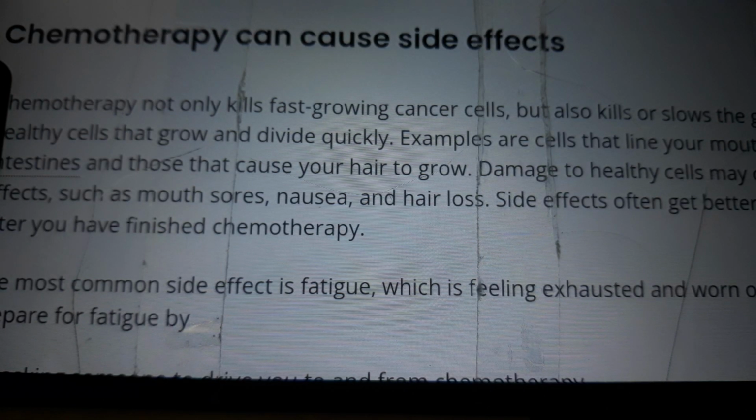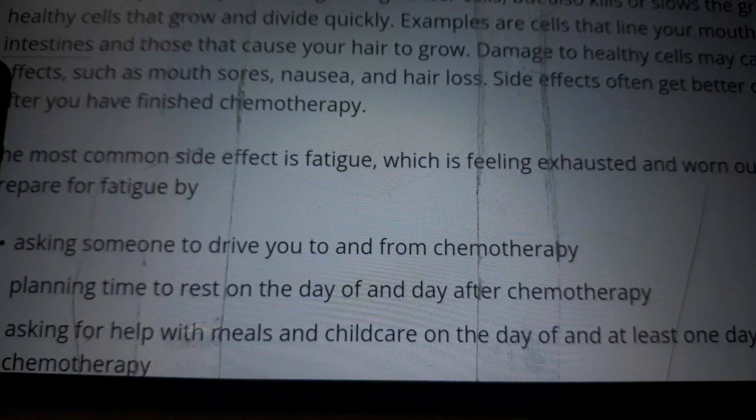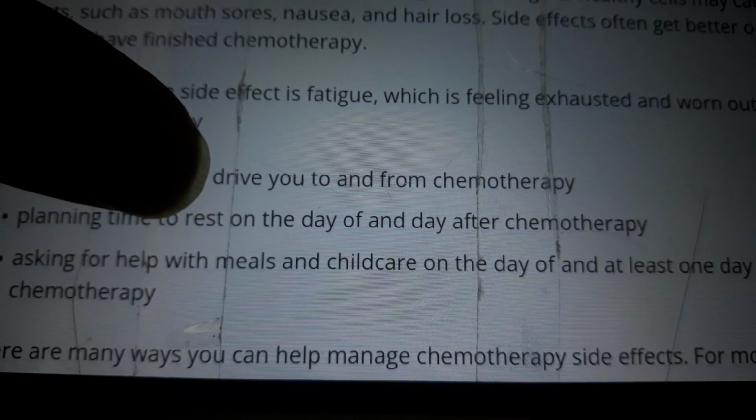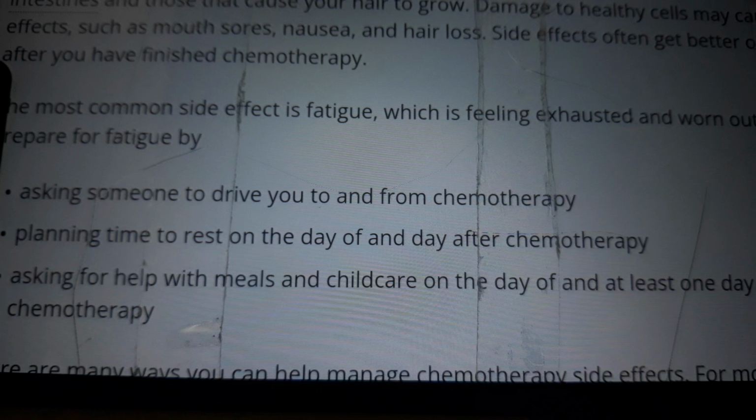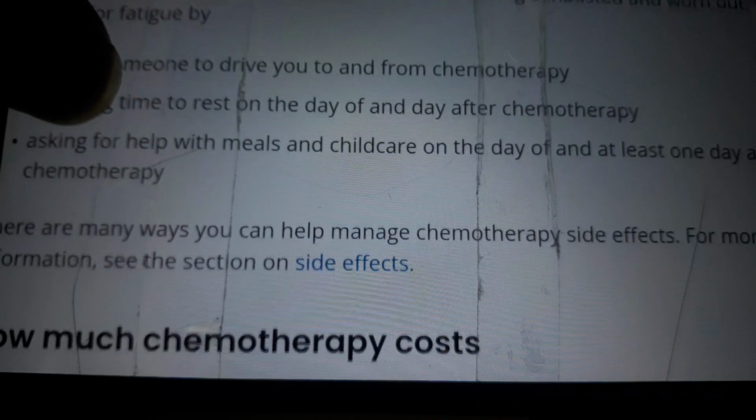Chemotherapy can cause side effects. Chemotherapy not only kills fast-growing cancer cells, but also kills or slows the growth of healthy cells that grow and divide quickly. Examples are cells that line your mouth and intestines and those that cause your hair to grow. Damage to healthy cells may cause side effects such as mouth sores, nausea, and hair loss. Side effects often get better or go away after you have finished chemotherapy.